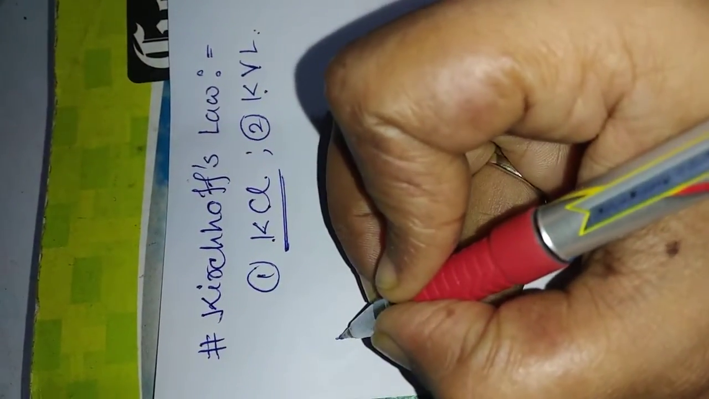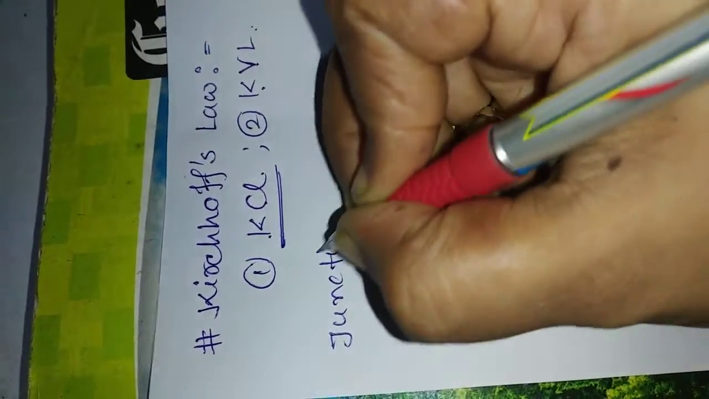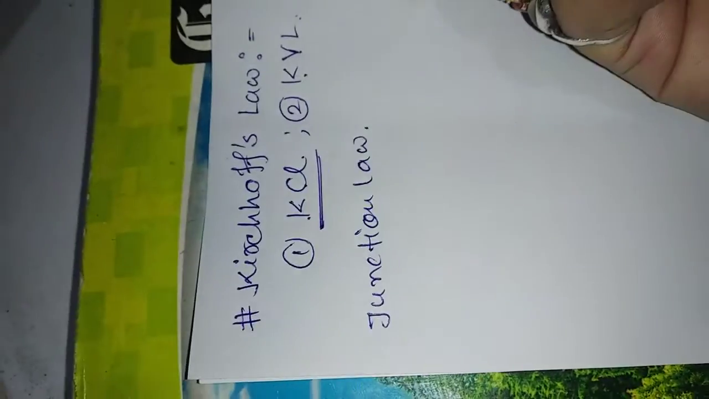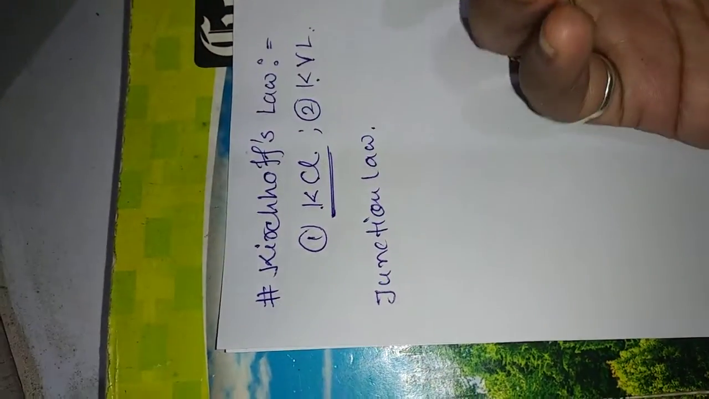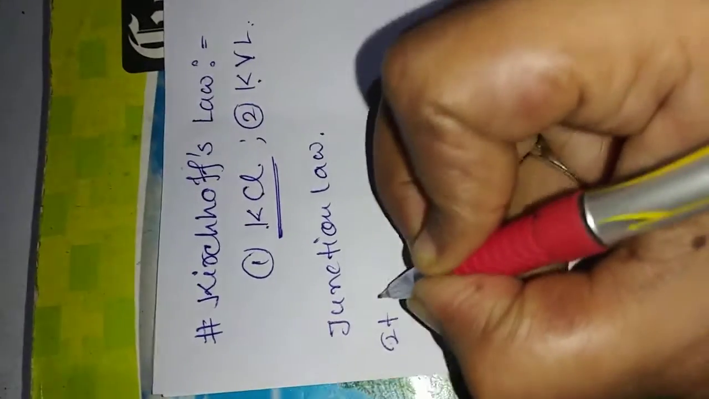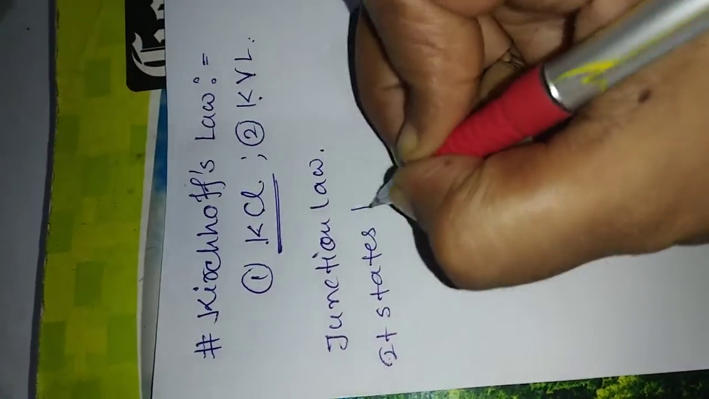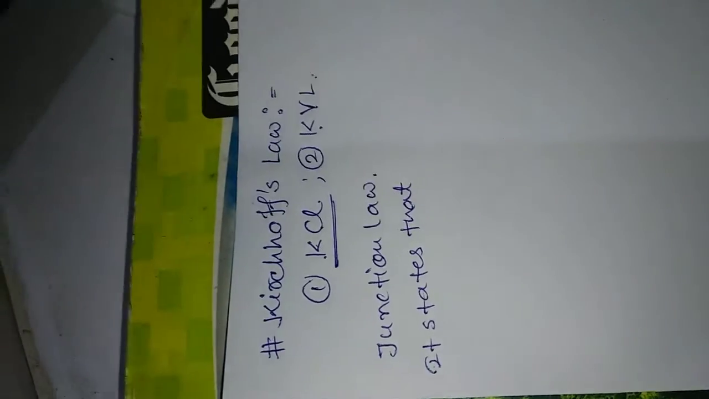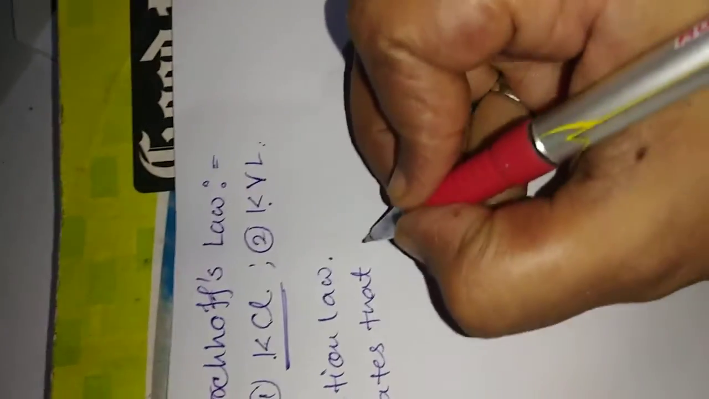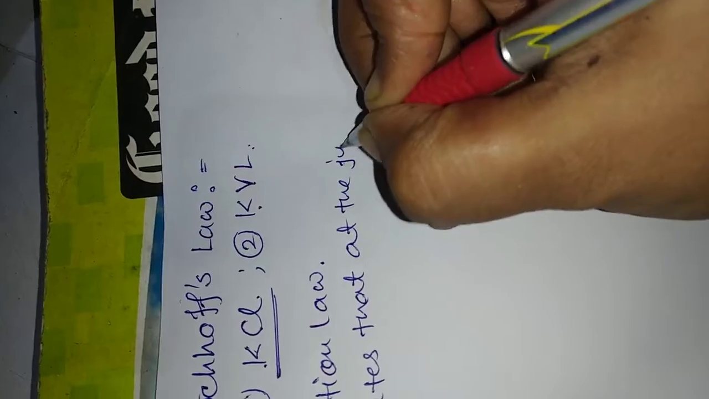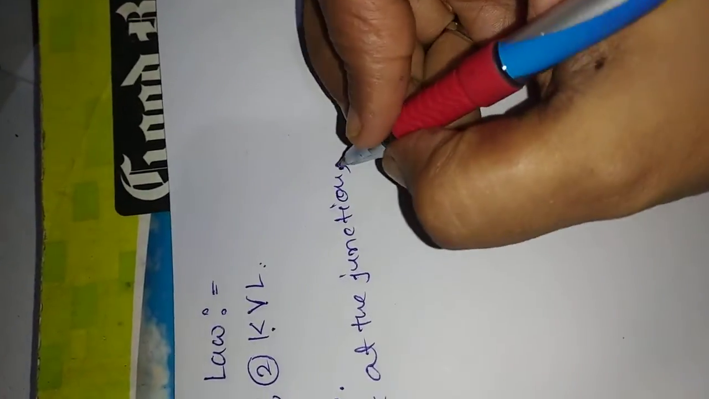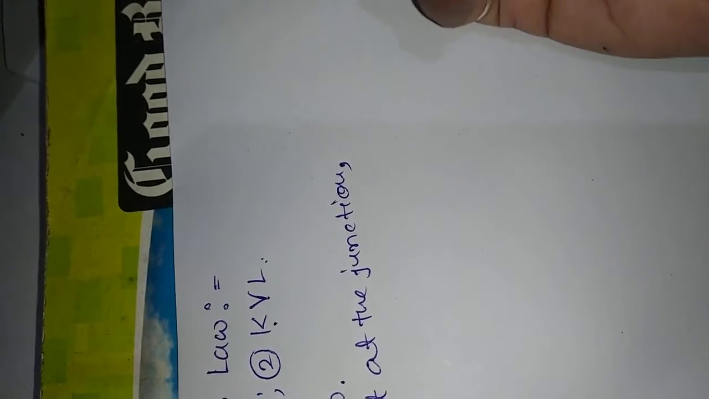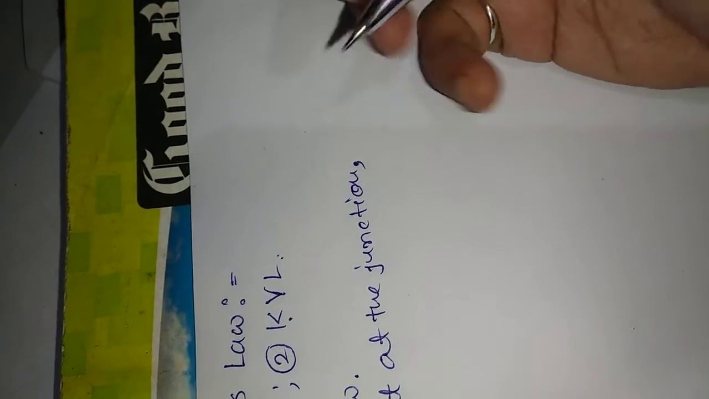This KCL is also known as the junction law, and it is the first law of Kirchhoff. It states that at the junction, the sum of current entering the junction is equal to the sum of current leaving the junction.